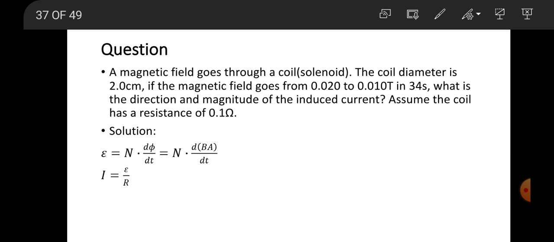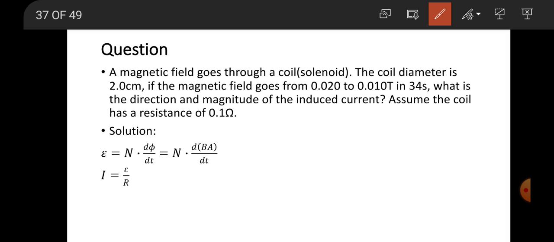Now let's see another question here. It says a magnetic field goes through a coil, a solenoid. The coil diameter is 2 centimeters. If the magnetic field goes from 0.02 to 0.01 Tesla in 34 seconds, what is the direction and magnitude of the induced current? Assume the coil has a resistance of 0.1 ohms.